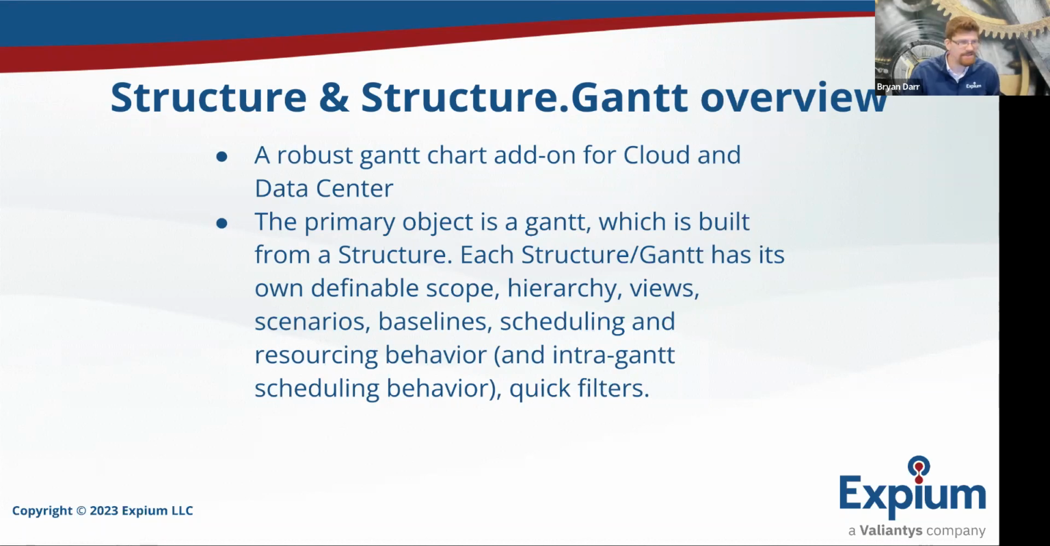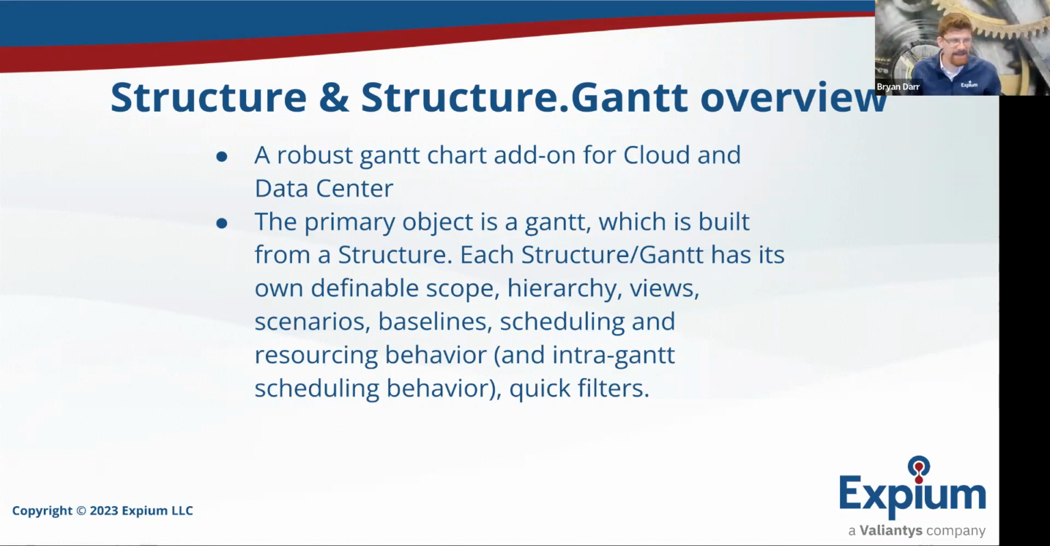The primary object is a Gantt, which is built from a structure. And this is the only confusing part about this tool. I think everything else is really obvious and easy to use. A structure is basically a work breakdown structure. And so you create a structure. So I would say, for example, pull in all of my initiatives, pull in the epics under that, pull in the stories under that. And now my work breakdown structure is automatically updated with Jira. And then I attach a Gantt chart to it where I can start seeing those Gantt bars based on the work breakdown structure.